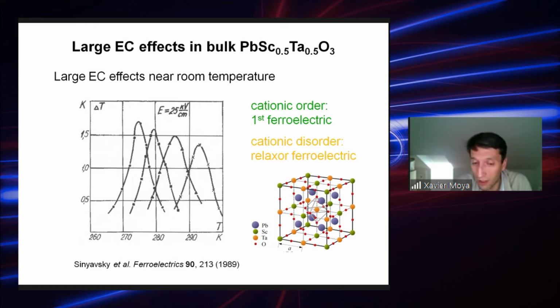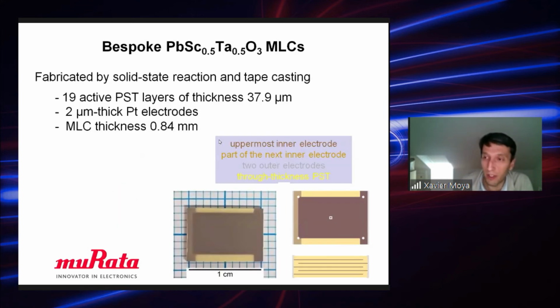These materials were suggested in Russia, well, back then it was the USSR, in the 80s and the 90s, and they show good performance. You see this is a ceramic sample, and they were able to measure around 1.6, 1.7 Kelvin under 25 kilovolts per centimeter. So with our collaborator Sakyo Hirose at Murata, which is one of the largest manufacturers of multi-layer capacitors, we started this project of making these multi-layer capacitors out of PST.